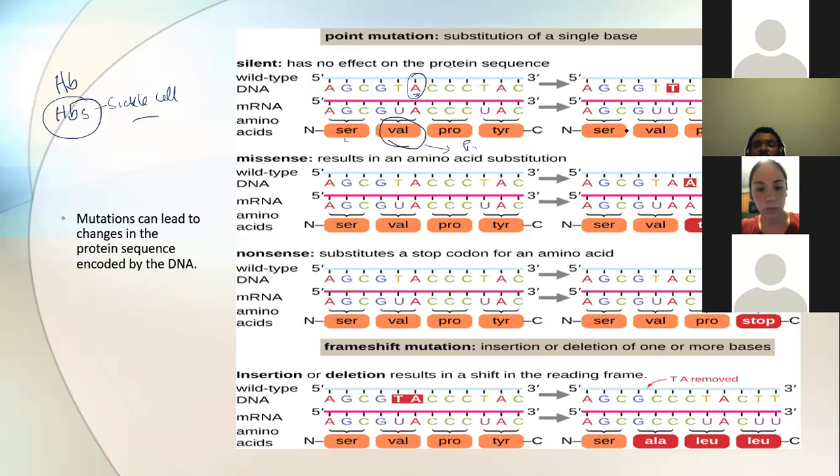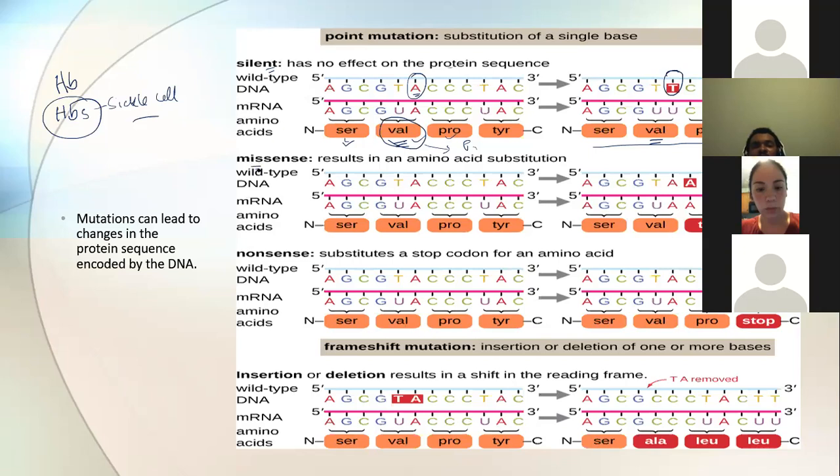But remember that for one amino acid we have multiple codons, right? So we had a mutation, but the same amino acid has been produced. So over here, we really do not see any change of amino acid sequence, so it does not have any effect on the cell. We had a mutation, but no effect. In that case, it is called silent mutation.